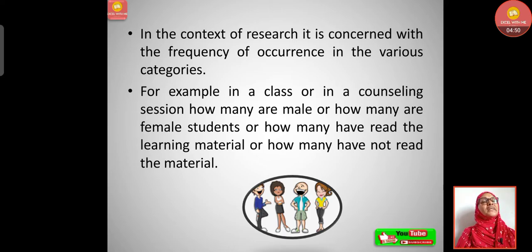Now, in the context of research, it is concerned with the frequency of occurrence in the various categories. For example, in a class or in a counseling session, how many are male or how many are female students, or how many have read the learning material, or how many have not read the material. So to find out all these things, we have to use the nominal scale here.